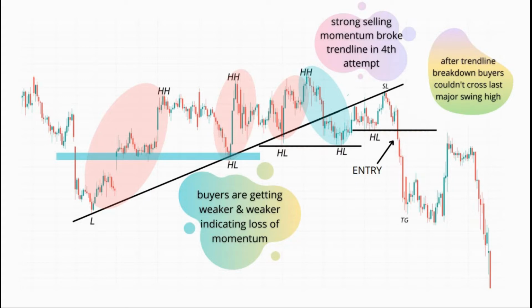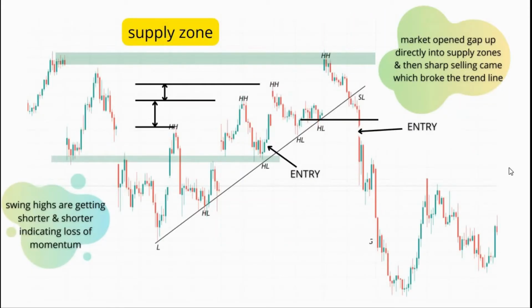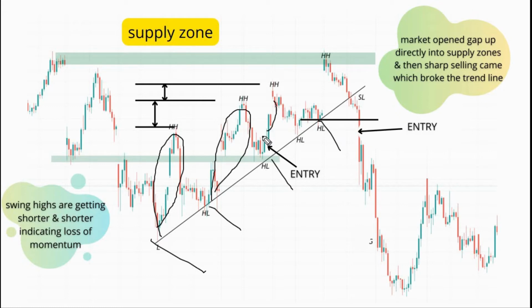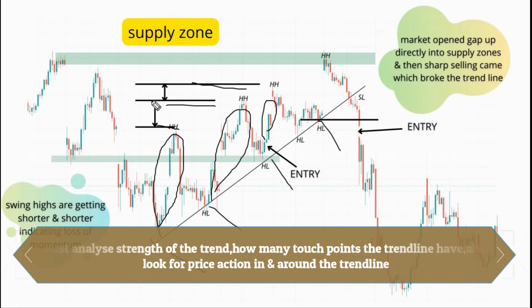Okay, so let's look at another example. See, touch here, touch here, touch here, touch here. Okay, see the buying momentum, very strong buying momentum. But what was happening, there was decrease in the buying momentum. The swing highs, the distance between the swing highs were getting lower. So this is an indication the uptrend is getting weaker and weaker each and every time.